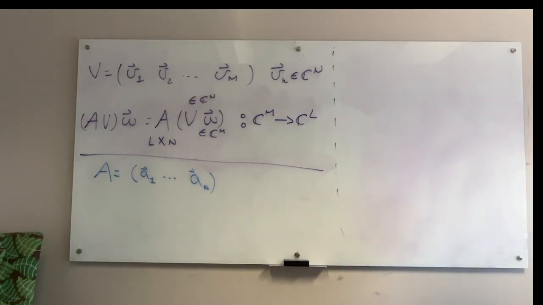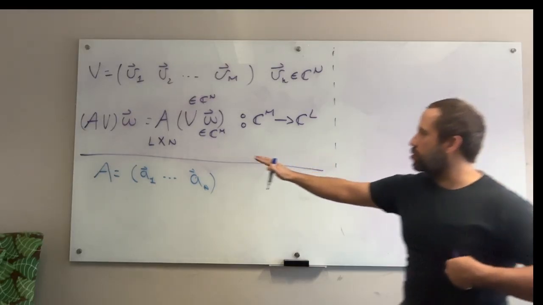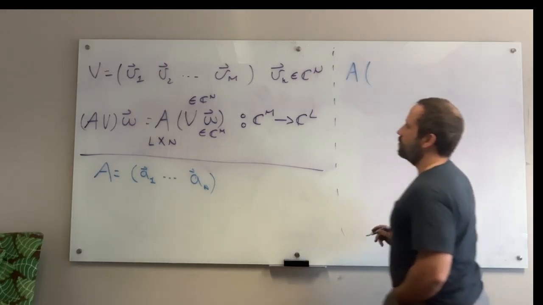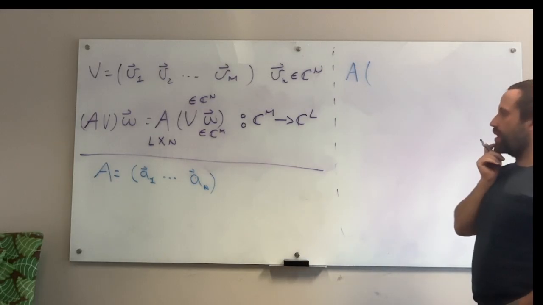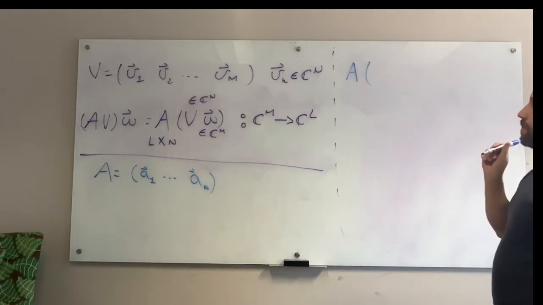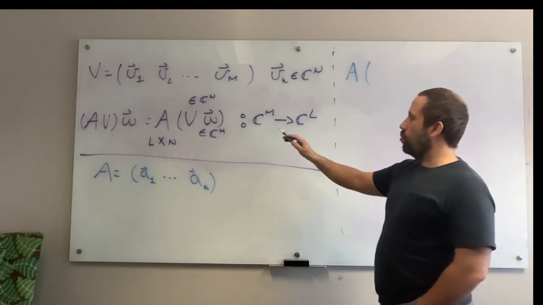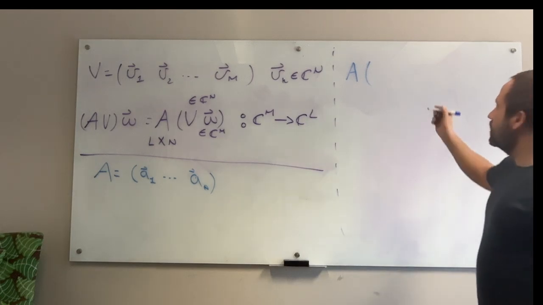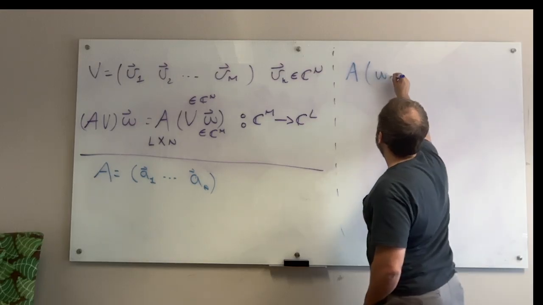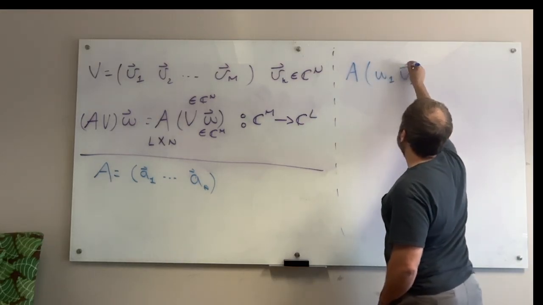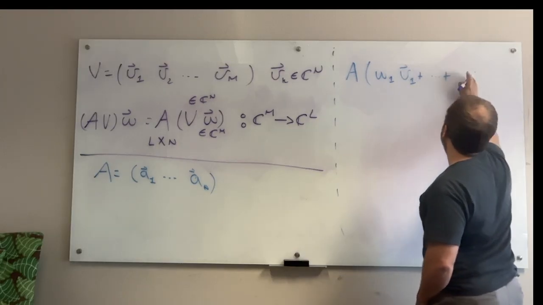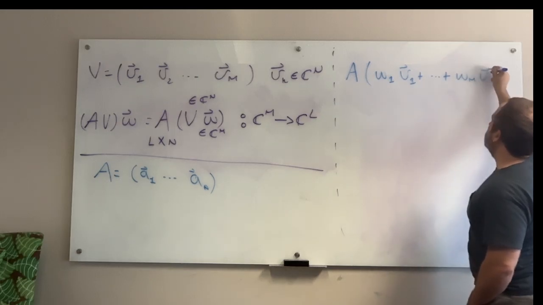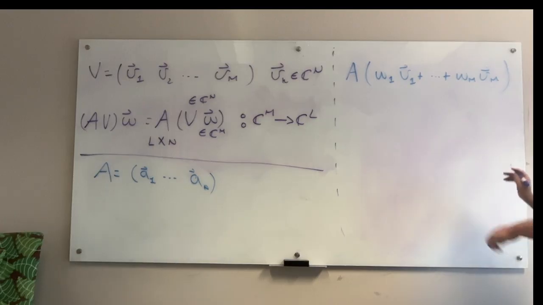Okay, so if I do V times W, let's see what's happening here. I'm going to have A, and it's going to be multiplied by V times W. Okay, so what am I going to get? Well, when we do this matrix vector multiplication, this is going to be W1 V1 plus dot dot dot plus Wm Vm, like this. Okay, so this is a sum.